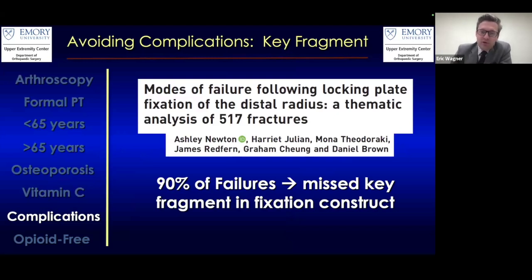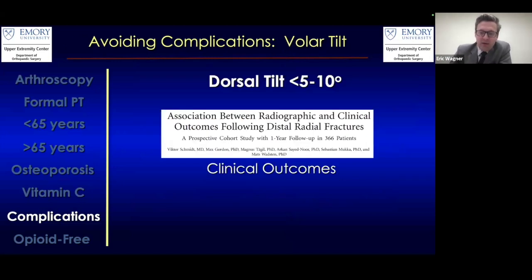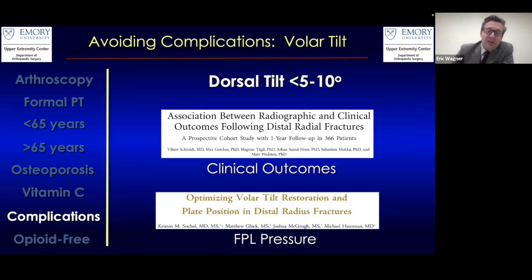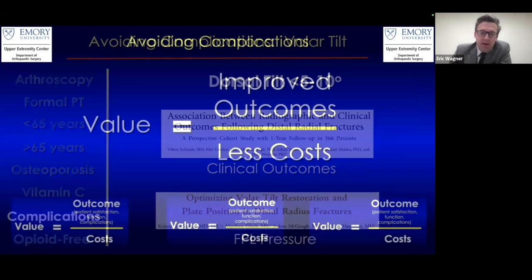And so it's really important when you're doing surgery, you've got to get the right fragment. It's not actually what you use to get the right fragment, it's actually capturing the fragment and making sure it's anatomically reduced. Some of the other parameters like dorsal tilt, it's important to avoid that, not only for clinical outcomes, but there's a recent study that just showed FPL pressure actually increases when you have more dorsal tilt and maybe increases the risk of a FPL rupture down the road.